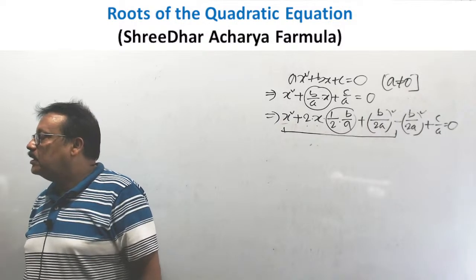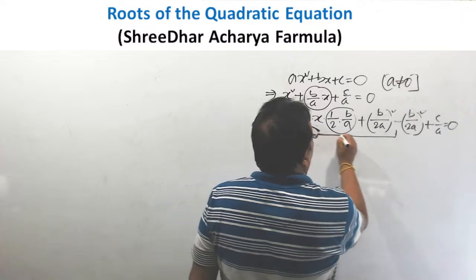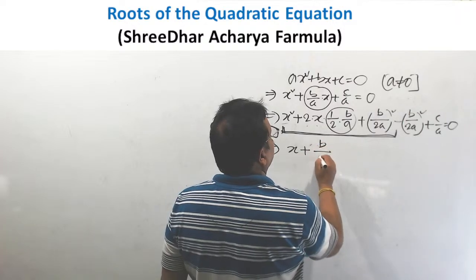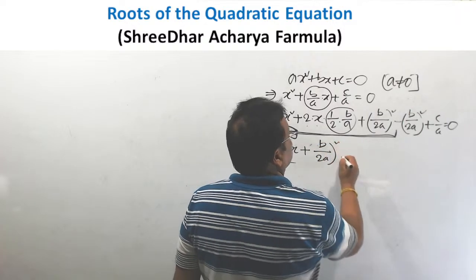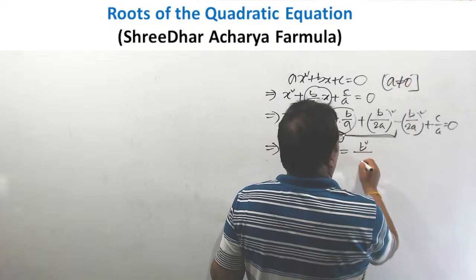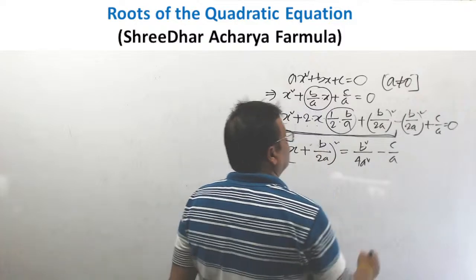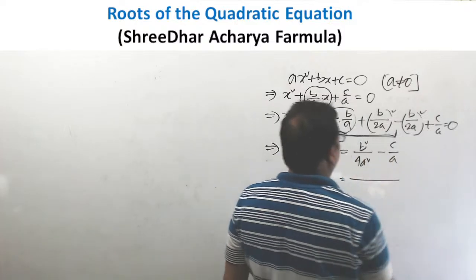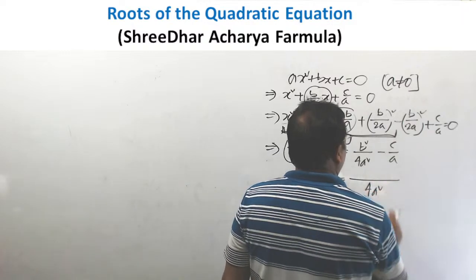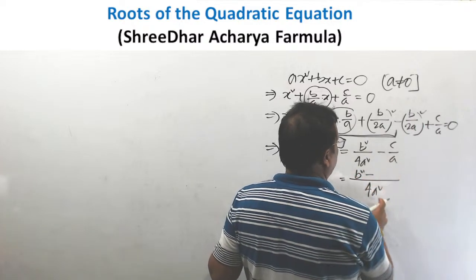Is it coming on the screen? Yes, coming. Right. Now in the next line, after this, (a plus b) whole square. A plus b means what? (b by twice a) whole square. This equals to, on the side, b square by 4a square minus c by a. Understood? Simplify this one. What is the LCM of 4a square and a? 4a square. So b square minus 4ac.